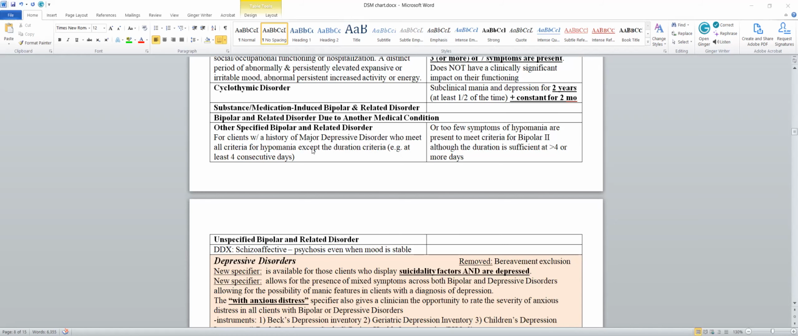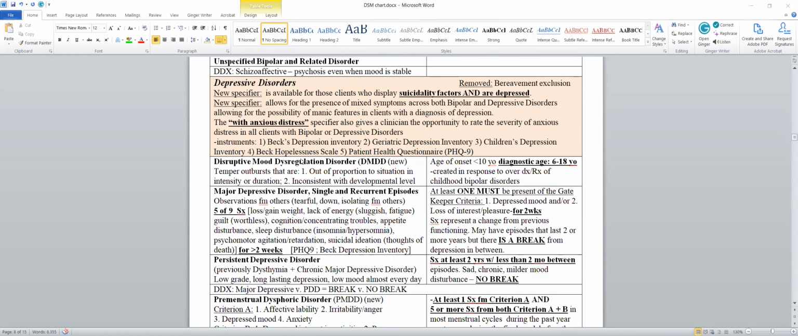Other specified bipolar and related disorder is for clients with a history of major depressive disorder who meet all criteria for hypomania except the duration criteria, for example, at least 4 consecutive days, or too few symptoms of hypomania are present to meet the criteria for bipolar 2, although the duration is sufficient, at least 4 or more days.